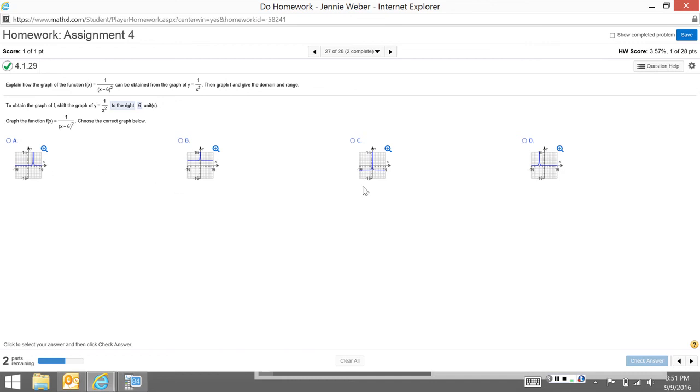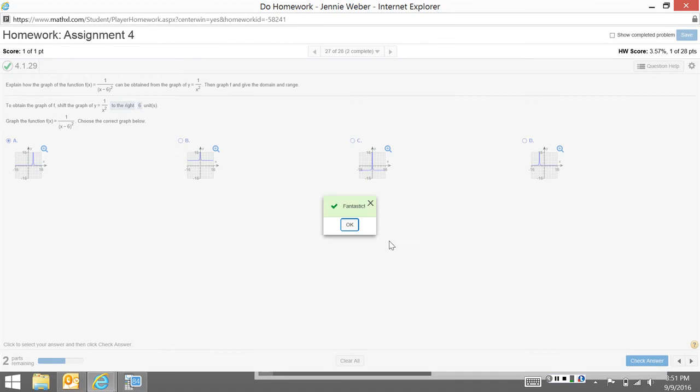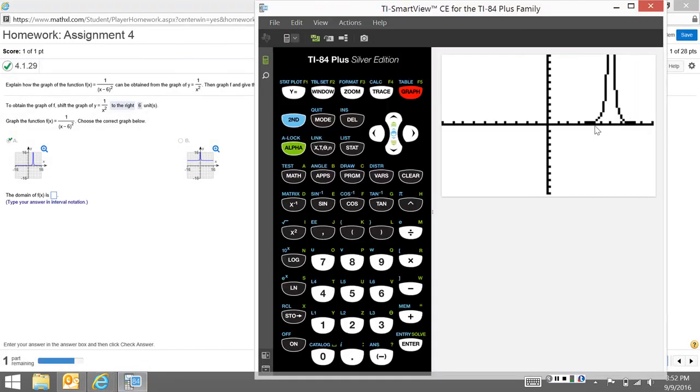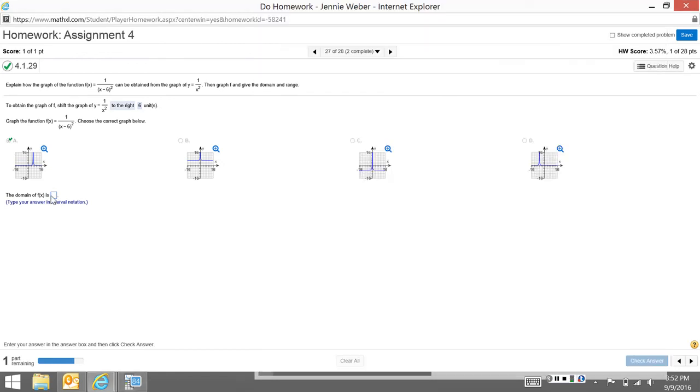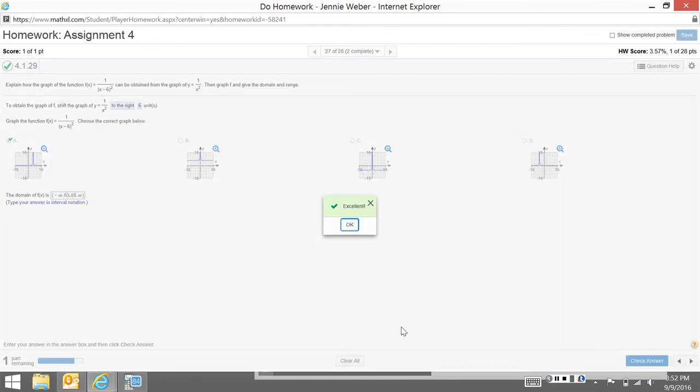Now again, I can look for the one that matches the graph I have, and I can see A here matches the graph that came up on my calculator. Now I need the domain and range. So again, I can look here and see the domain, which is the x values. I've got a vertical asymptote here at 6. So this is going to start at negative infinity, go to 6, but then it's going to skip 6, so I'm going to use this union and then keep going. What this really says is skip 6. The rest is okay, skip 6.